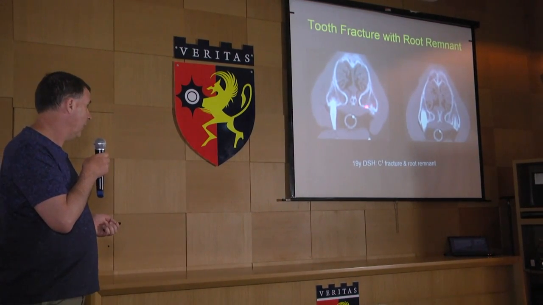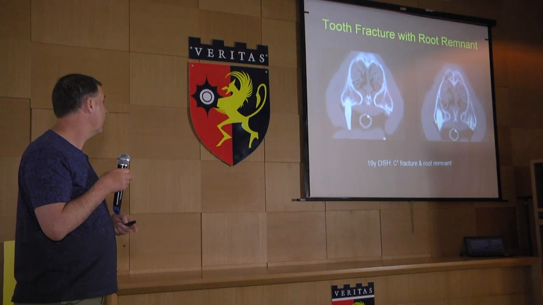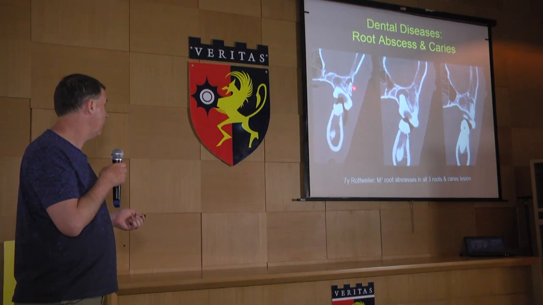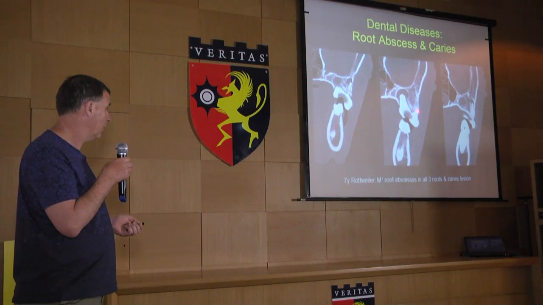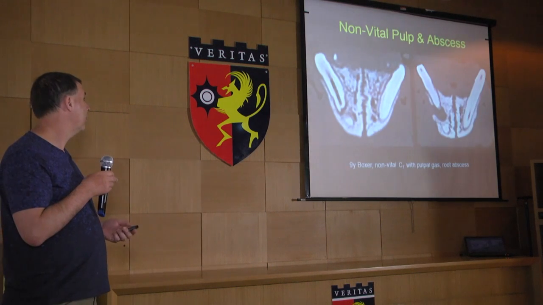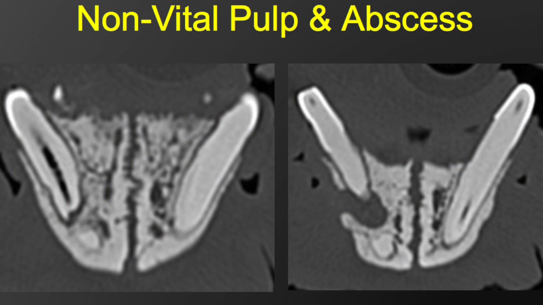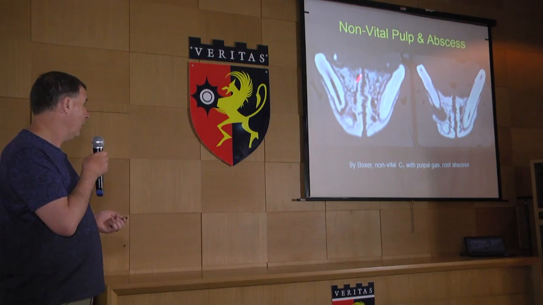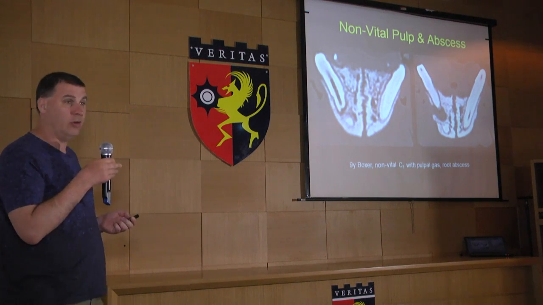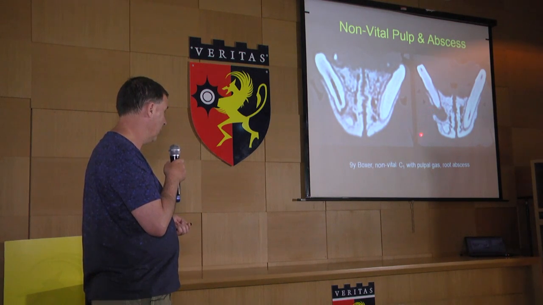So we can diagnose root fractures and root remnants of fractures. Here we can see tooth root infections around all three roots of this tooth, and also a carious lesion. This is an abscess that has got into the pulp cavity of the tooth, so it's a pulpitis. And you can see gas in the pulp cavity, something you cannot see on radiographs. And you also see the abscess that is draining from it into the oral cavity.